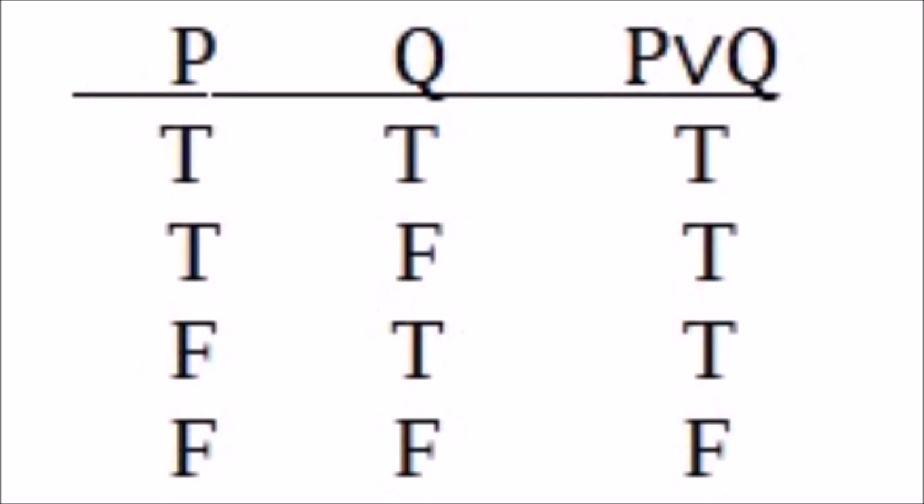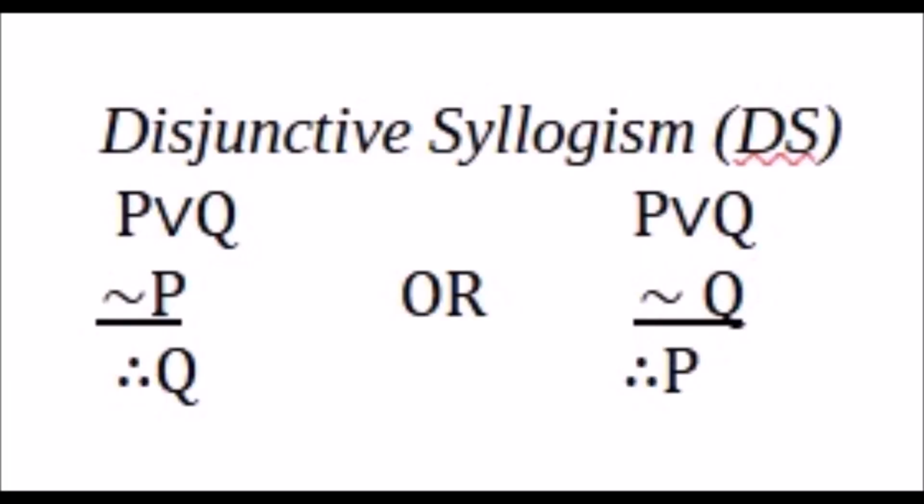And so our truth table defining the symbol V, or vel, is thus here. And now the rule of disjunctive syllogism. When given a disjunction and the negation of either disjunct, we may deductively infer the other disjunct.